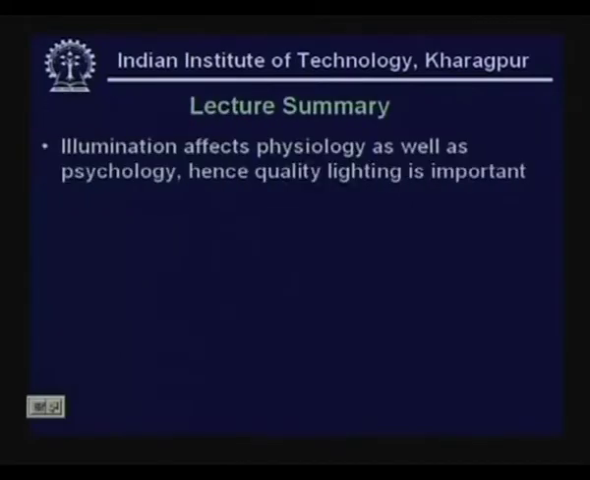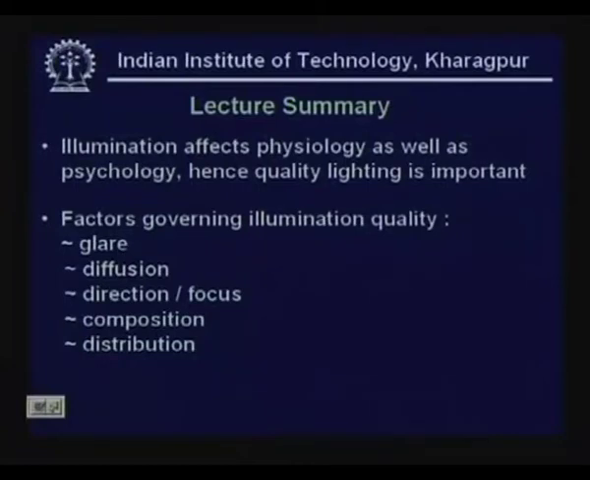So, we saw that the illumination has a role in affecting our physiology as well as psychology, and therefore it is not enough if we look at the quantity of light, but the quality of light is also important. The quality of light is affected by the glare present. Glare, we said by definition, is intense light present in the plane of observation, the way it is diffused and how the illumination is directed or focused, together with its distribution and composition.